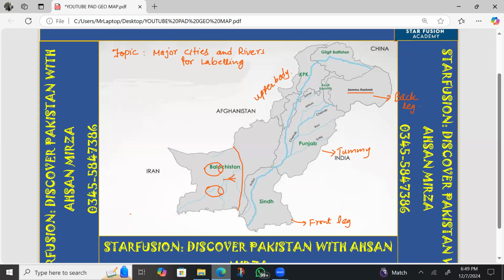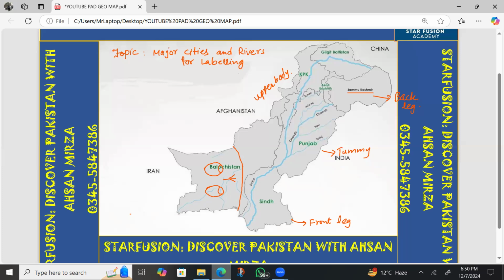Now just twist the cat. You can understand from this side. This is the map, and the map is just like the cat shape. So this cat has the face towards Balochistan. The front leg is Sindh. The tummy is Punjab, as it is feeding the cat, and the high areas are in KPK. So that is the upper body of the cat. This is the basic structure.